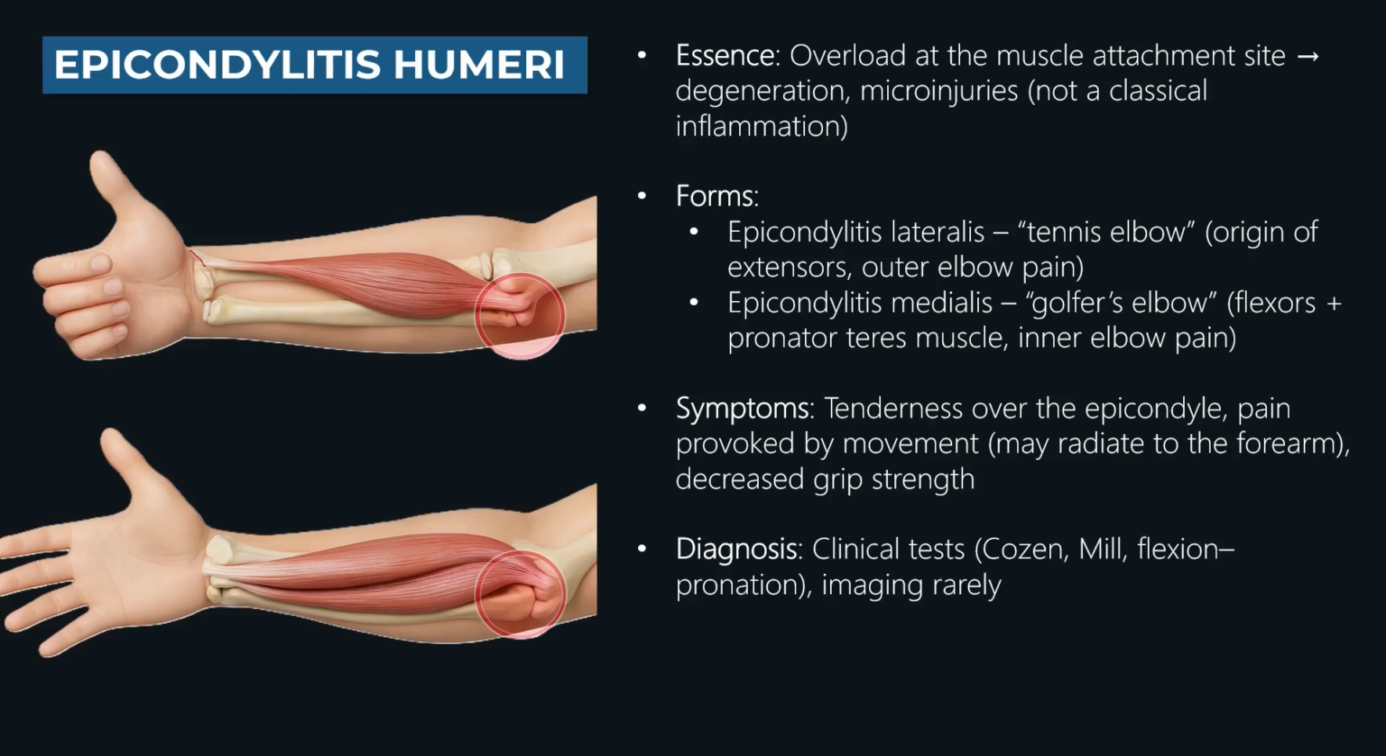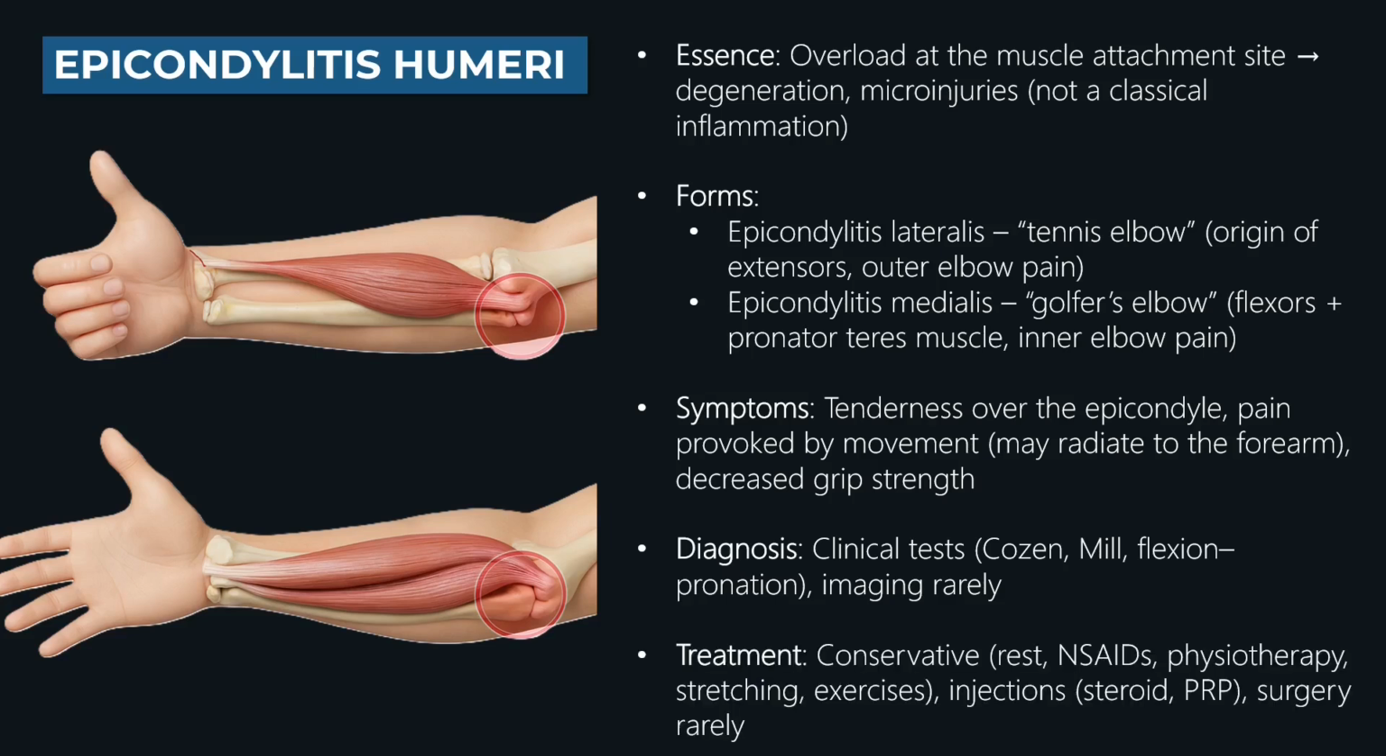Diagnosis is primarily clinical. In Cozen's test, the patient extends the wrist against resistance with the elbow extended and forearm pronated. In lateral epicondylitis, this provokes immediate pain. Mill's test is passive stretching. With the elbow extended and forearm pronated, the wrist and fingers are maximally flexed. This also provokes lateral pain. The flexion-pronation test points to the medial form. The patient flexes the wrist and pronates the forearm against resistance, causing pain on the medial side. Imaging is rarely required, mainly if the presentation is atypical or symptoms persist.